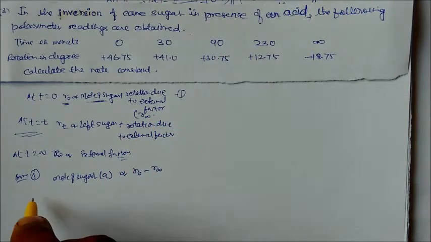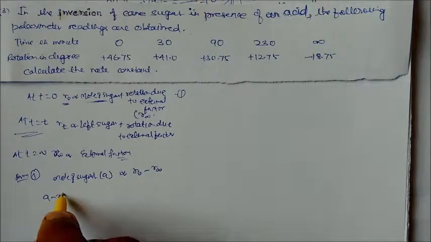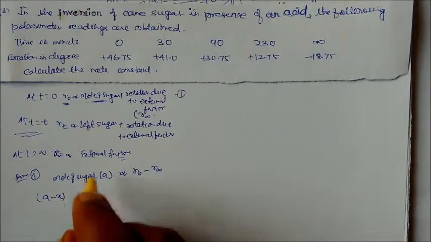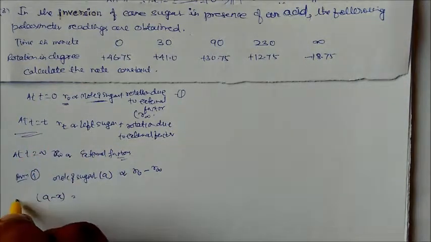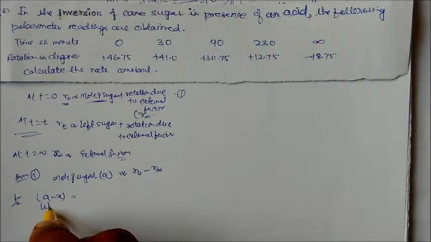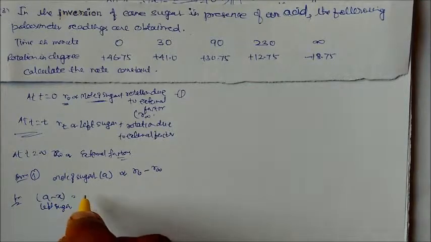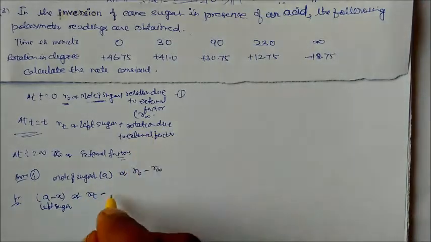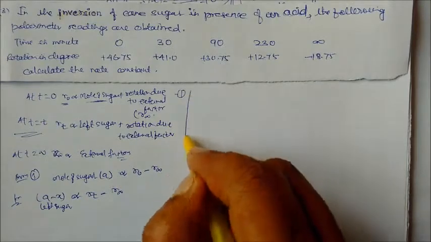Now the second case, A minus X. A minus X is the sugar left after t time, so we can write the left sugar is proportional to RT minus R infinity. So now we can find out K1 for each case.